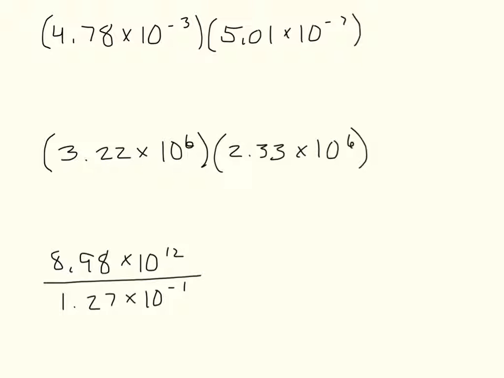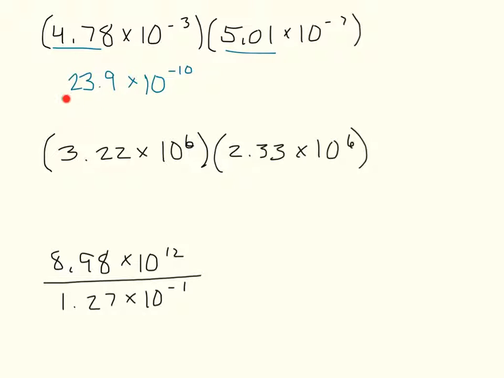But essentially, the procedure is the same other than those main differences. We're going to start here by multiplying our numbers, 4.78 times 5.01. I already got that one started. That is 23.9. I'm going to leave it at 3 significant figures because in my original question, each number has 3 sig figs. And in order to get my new exponent of 10, I have to add the exponents I currently have. So negative 3 plus negative 7 gets me a new exponent of negative 10.